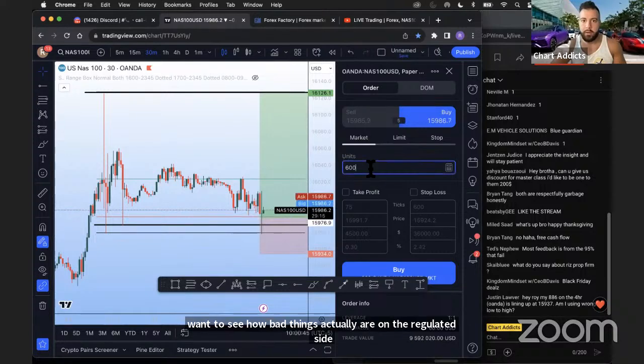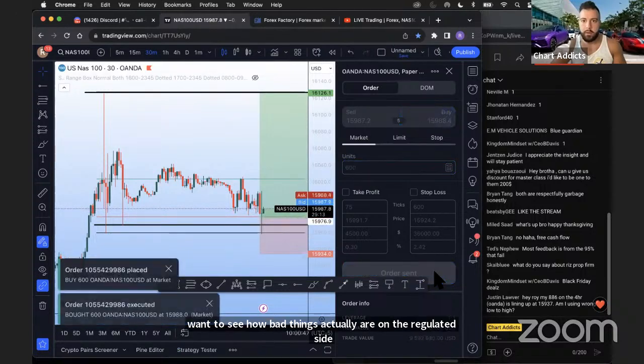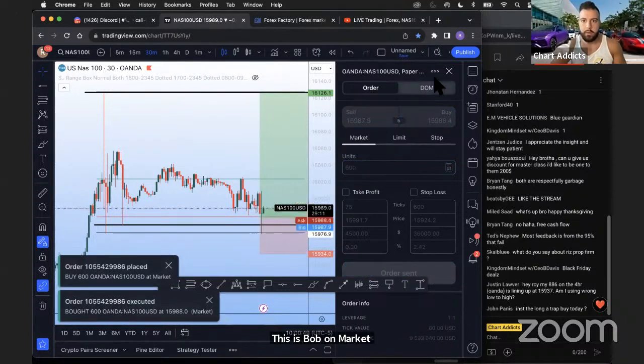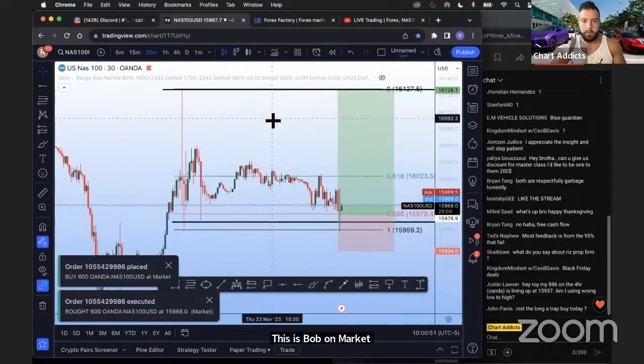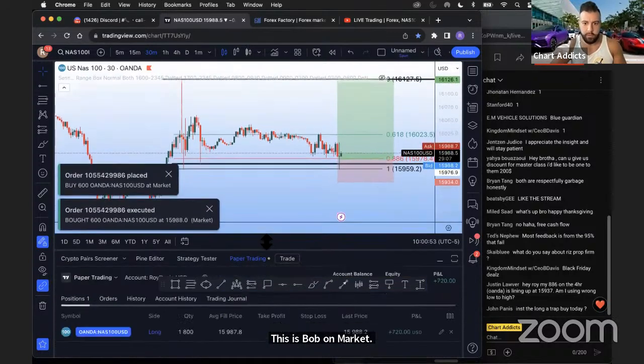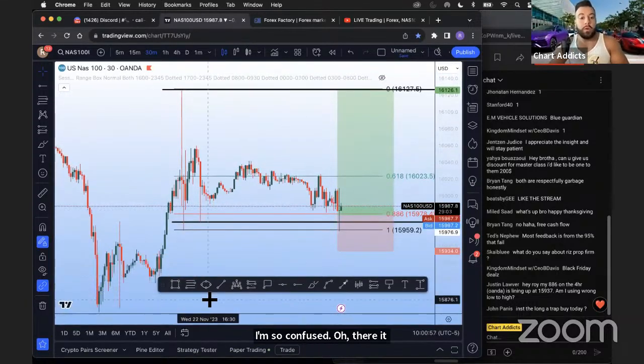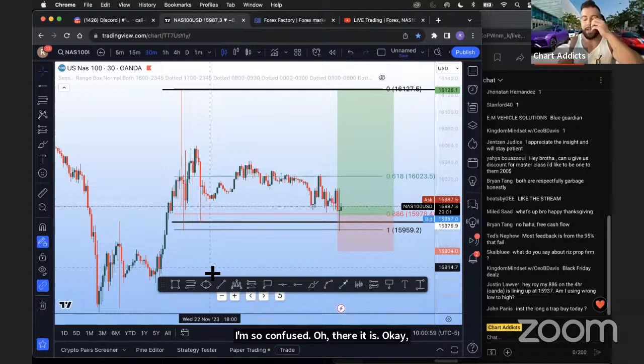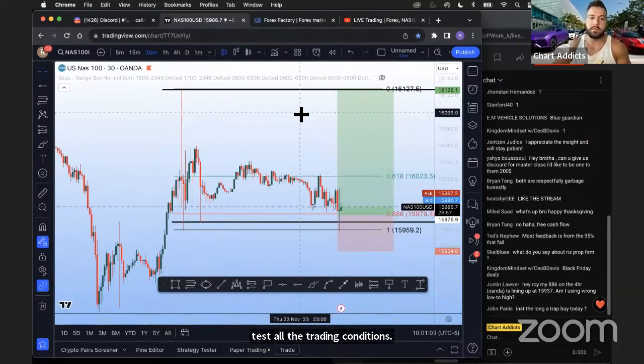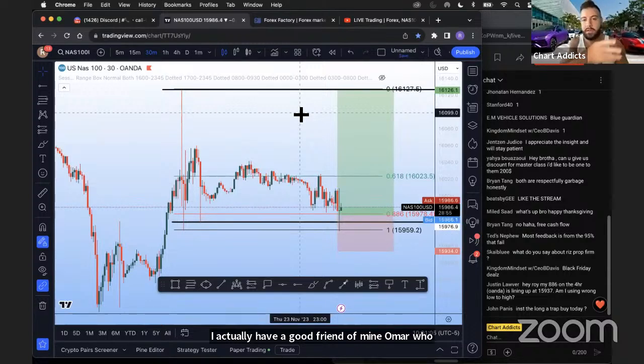This is buy by market. I'm so confused. Oh, there it is. Okay. So I'm going to test all the trading conditions. I actually have a good friend of mine, Omar, who runs with Riz in one of his companies, and he was telling me he just started trading on Oanda. The fees are absolutely ridiculous.